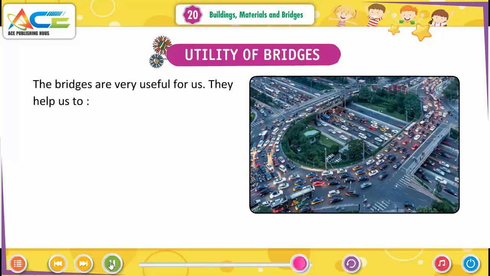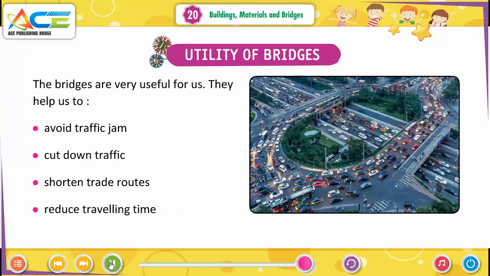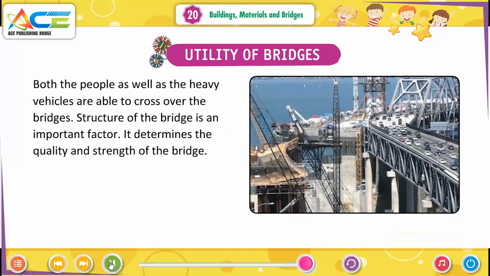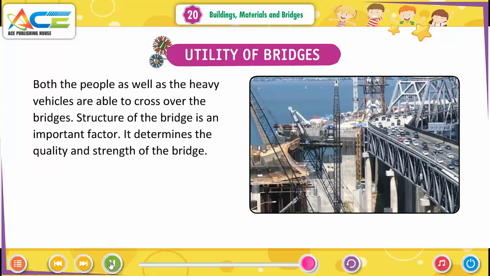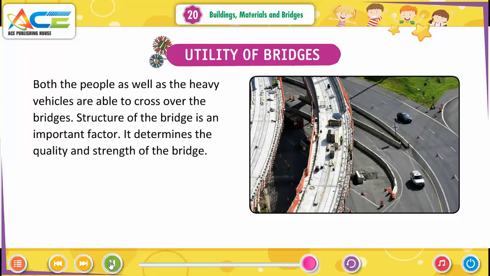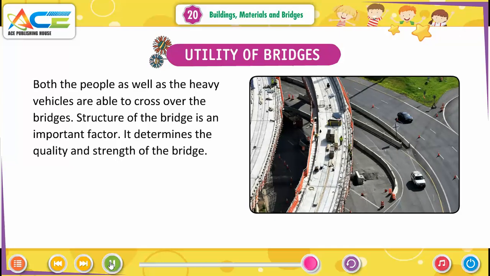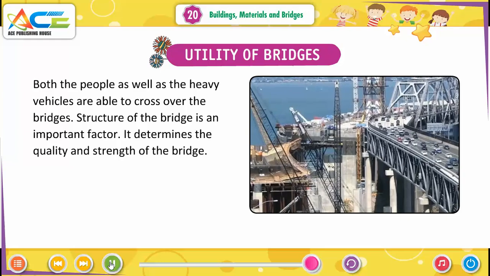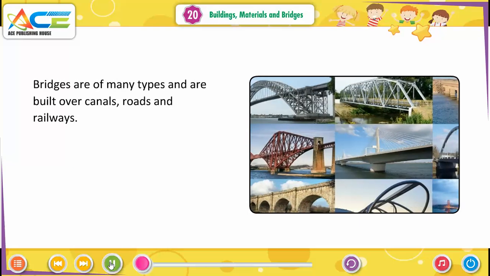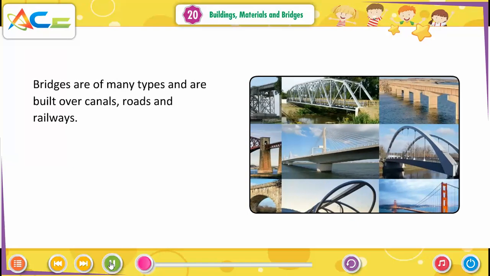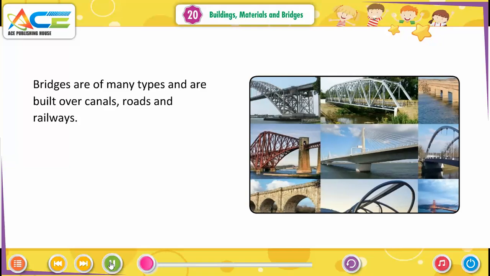Utility of bridges. The bridges are very useful for us. They help us to avoid traffic jams, cut down traffic, shorten trade routes, and reduce traveling time. Both the people as well as the heavy vehicles are able to cross over the bridges. The structure of the bridge is an important factor. It determines the quality and strength of the bridge. Different types of bridges. Bridges are of many types and are built over canals, roads and railways.